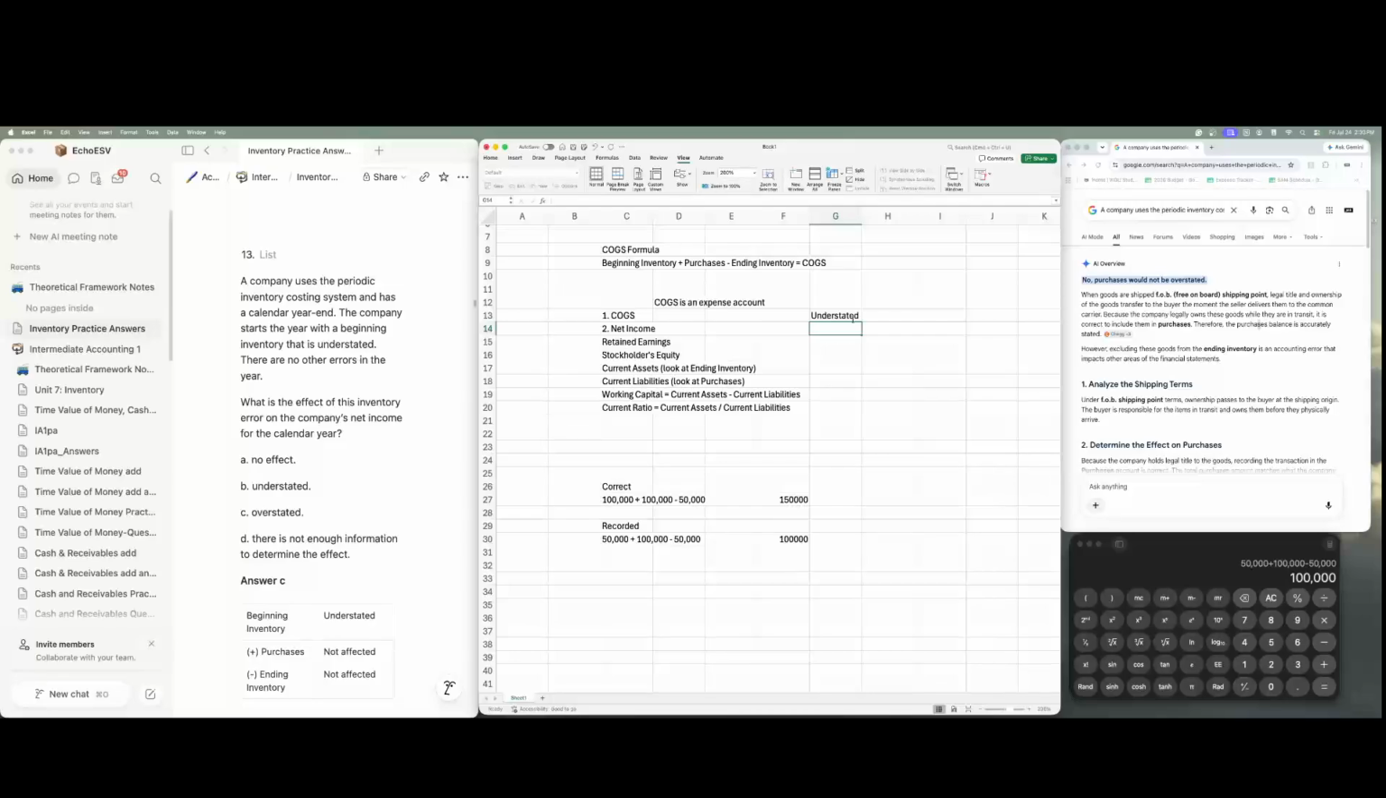So if the expenses are understated, the net income is going to be overstated. And the retained earnings and stockholders' equity are affected, while the ending inventory has no effect. Purchases no effect. The working capital and the current ratio have no effect. So what's the effect on the company's net income? The net income is going to be overstated.